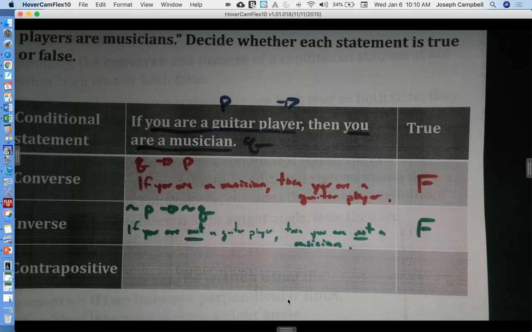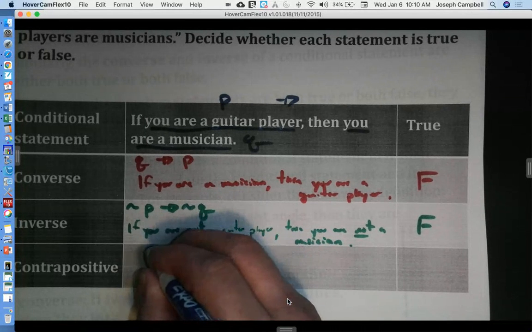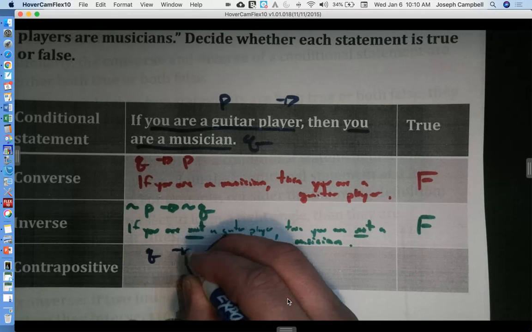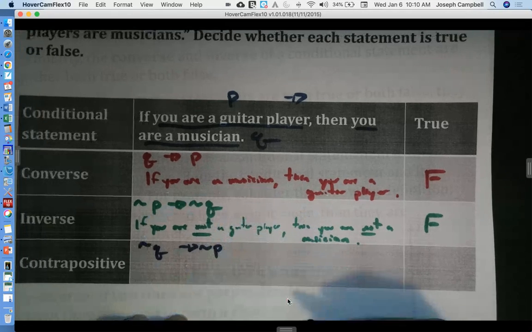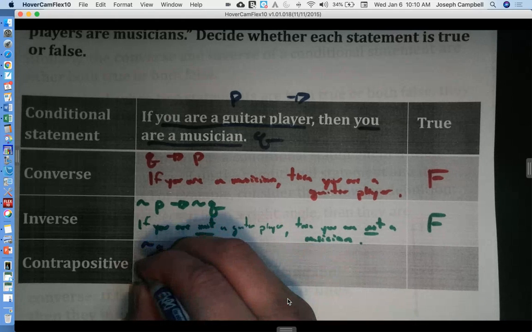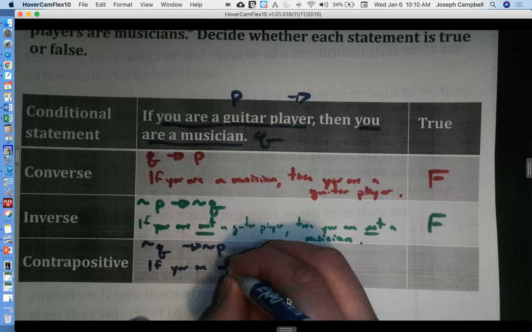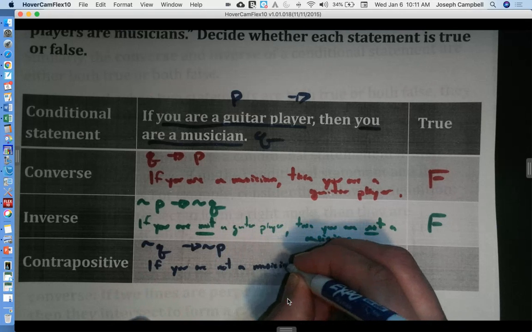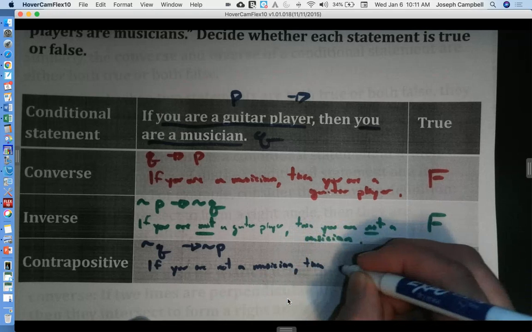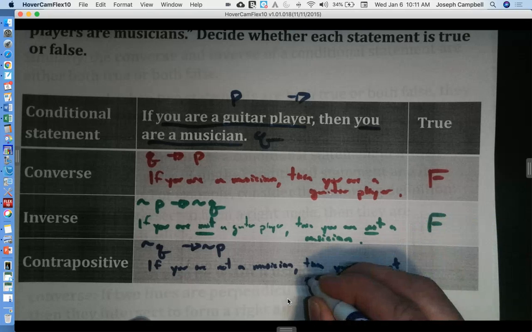So the contrapositive, when we do both these things, we switch P and Q and we take the opposite of them. So this would read, if you are not a musician, then you are not a guitar player.